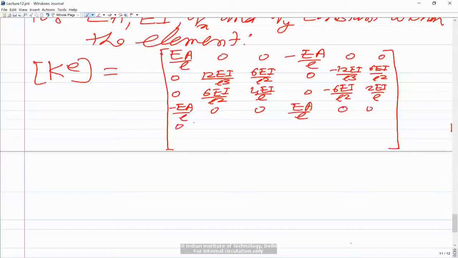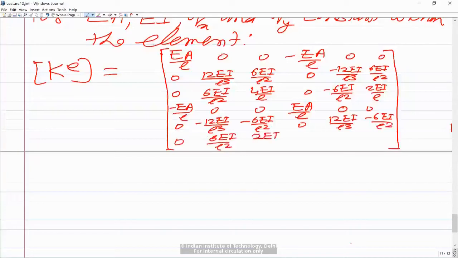And then the fifth row will correspond to the Euler-Bernoulli beam degrees of freedom, that is V and theta. So we will have minus 12 EI by L cube, minus 6 EI by L square, 0, and then 12 EI by L cube, and minus 6 EI by L square. And then the last row would be 0, and then 6. Of course the matrix is symmetric, so you can always write only half of it, 0, and minus 6 EI by L square and 4 EI by L. So for solving problems with constant EA and EI within the element, you can directly use this stiffness matrix for the frame element.